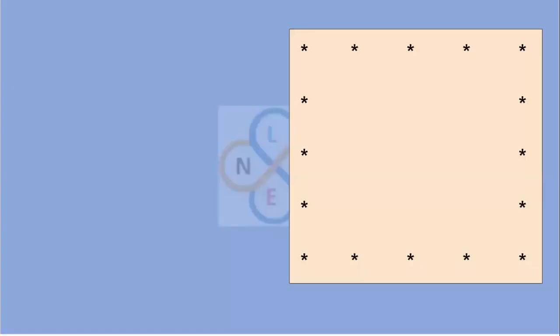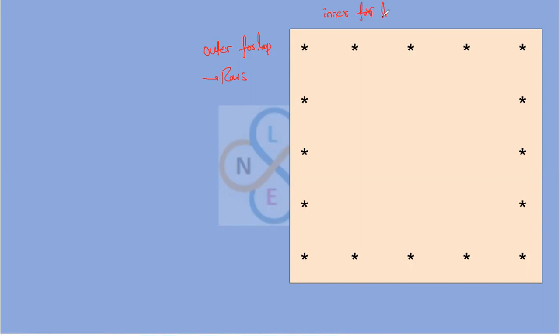To get this star pattern, here it is a square matrix of 5 by 5 in this example. Whenever it comes to a square matrix, we'll be using two for loops. One is the outer for loop, which we'll use to print the rows, and one inner for loop to print the columns. So this is for columns here.